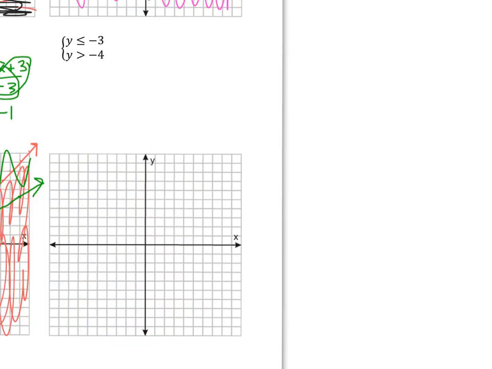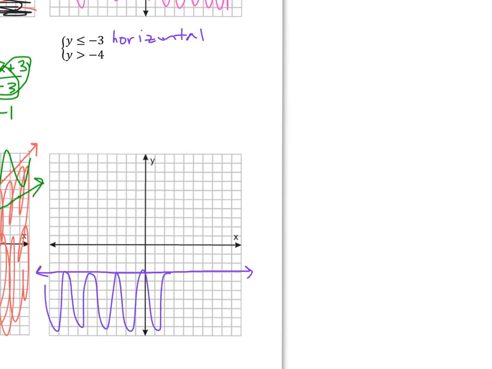For our last system, I have y is less than or equal to negative 3 and y is greater than negative 4. Now, because it's just one variable and it's y, these are both going to be horizontal. I'm going to graph y is less than or equal to negative 3 first, meaning I'll count down to negative 3 on the y-axis, and I'm just going to put a dot. Recognizing that it's less than or equal, I'm going to use a solid boundary line and go straight across, making that horizontal boundary. And then less than means we're going to shade below. So I'm just going to slightly go in through here and shade everything on the bottom half of that graph. And then I'll do the next one.